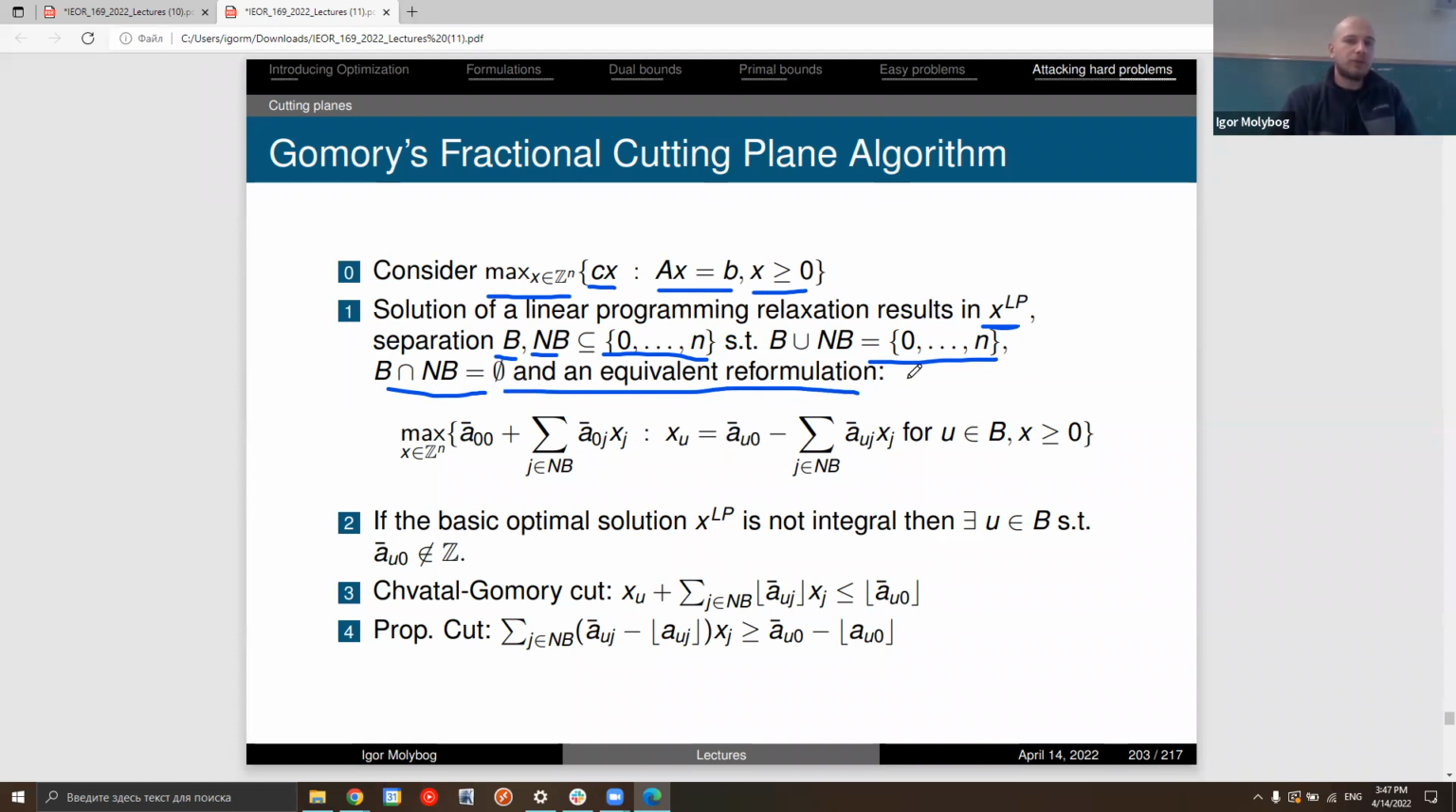Once we have solved this linear programming relaxation, we can write down an equivalent reformulation of this original problem. It can be written this way. So this is kind of obvious. It should be obvious for those who know linear programming and what basic and non-basic variables are.